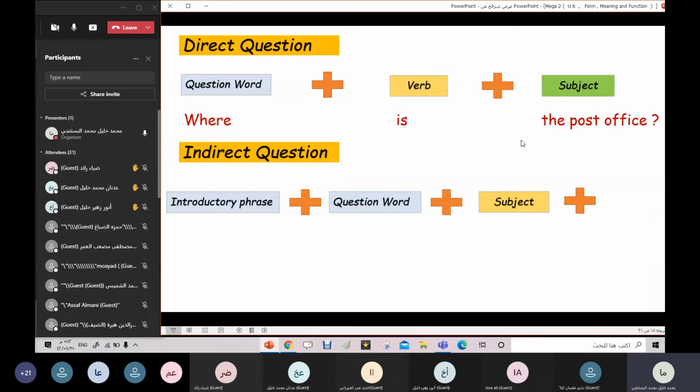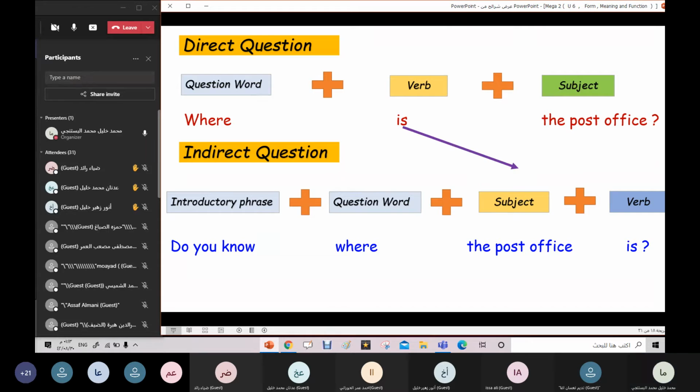So here we have to change the order of the direct question. If you start with an introductory phrase, you have to change what? The order of the direct question. Look at the example. Do you know where the post office is? Not where is the post office. Here we have to change the order of the question. Could you tell me where the post office is? So the first one is a direct question. The second is an indirect question. Look here.